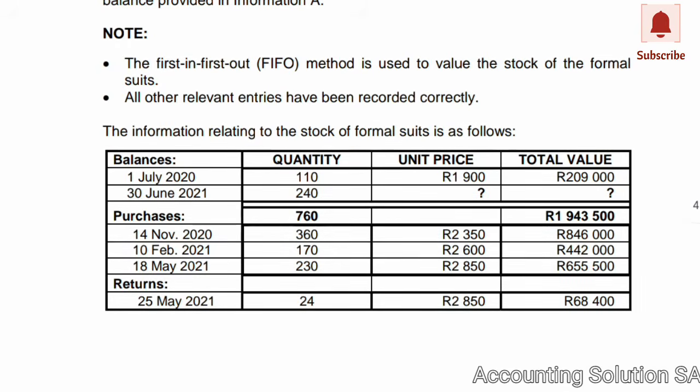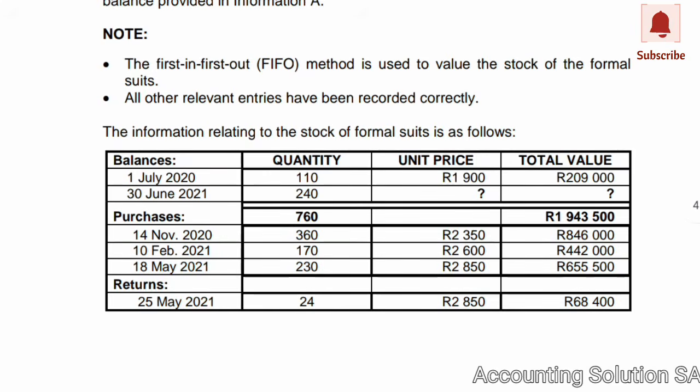Okay, the last inventory that we purchased is 230 quantity on 18 May. What do we do now? Out of that 230 quantity, firstly, take 230 and subtract 24 that has been returned. Don't forget, guys, subtract 24 that has been returned first, because that inventory has not been sold, it has been returned. Okay, if you subtract 24 out of 230, you are going to get 206 units.